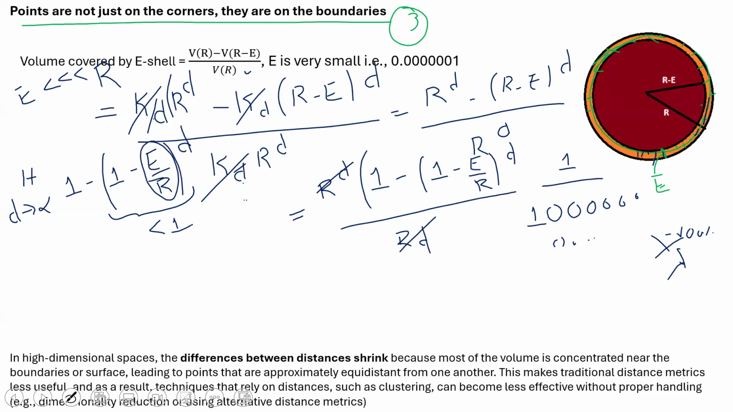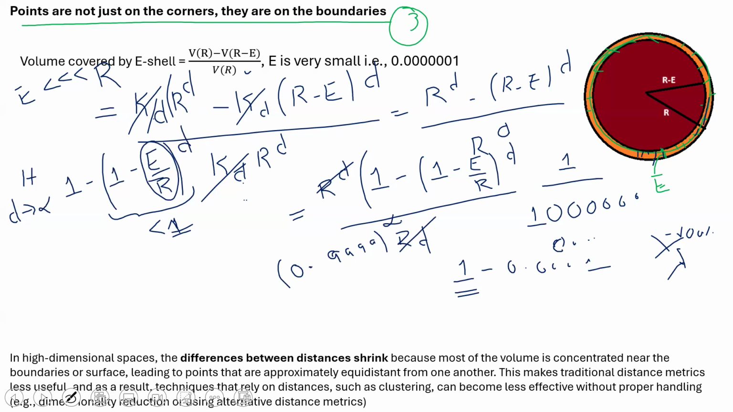Just take this as an example: 1 minus, what does this become? 0.0000 something like 1. So this would be less than 1. That means it would be somewhere like 0.9 something. So just apply infinity for this. What happens? Just take a simple example.